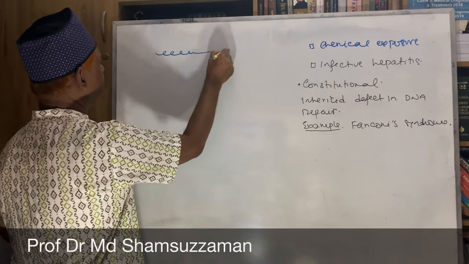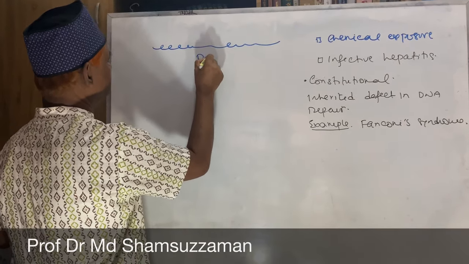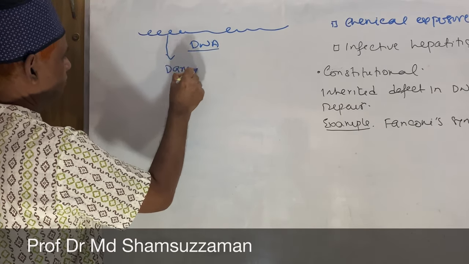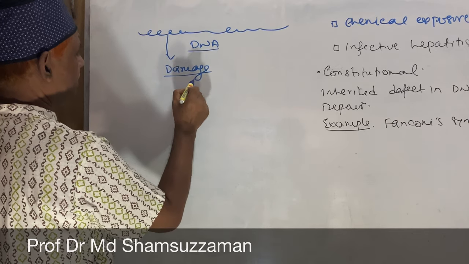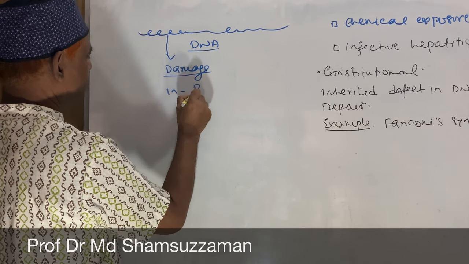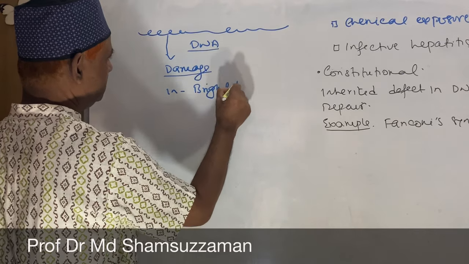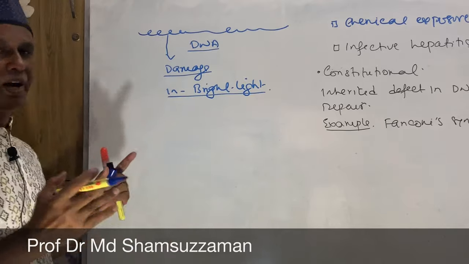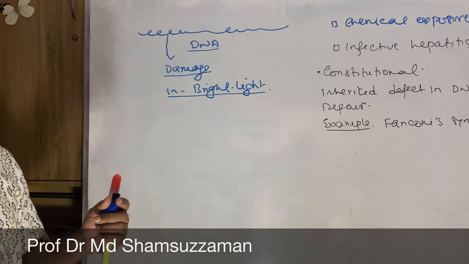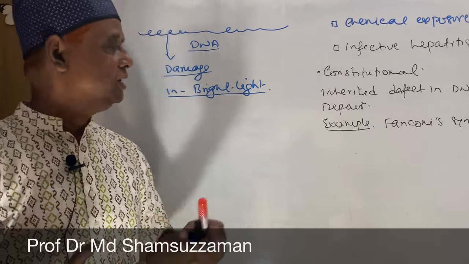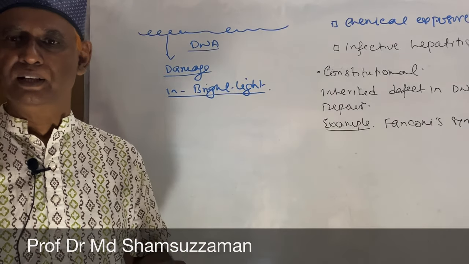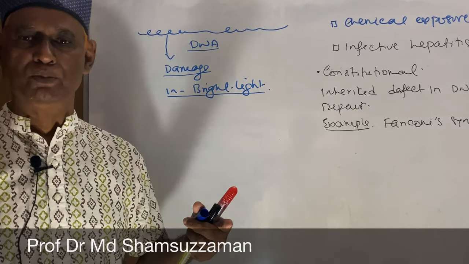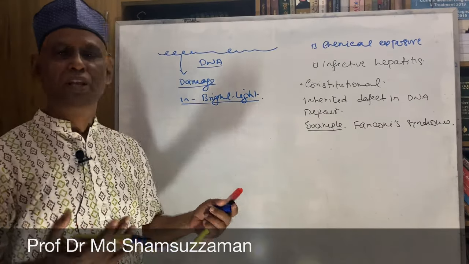Again, suppose this is DNA. This DNA undergoes damage, like in bright light. If we are exposed to bright light, there is damage of DNA. Again, if you come back to dim light, the damaged DNA undergoes repair. So there is a mechanism, a system, and enzymes to repair the damaged DNA in our body.